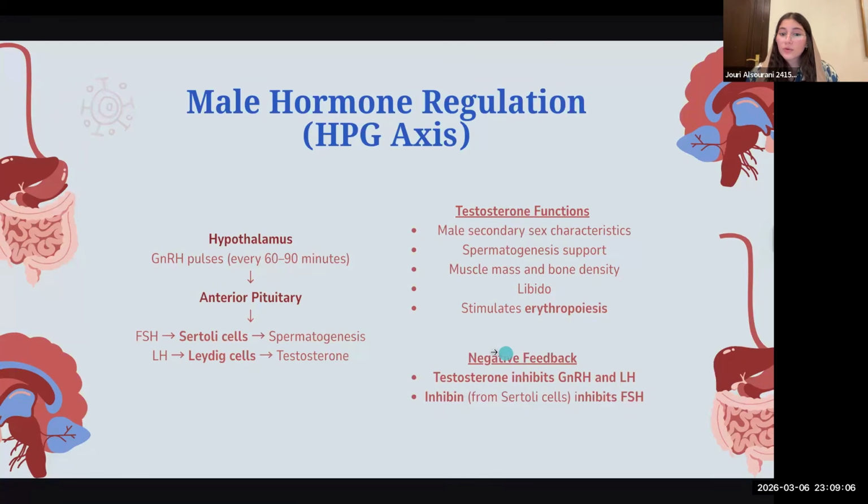For the negative feedback, we have testosterone going back inhibiting GnRH and LH, okay? So testosterone, since it's being produced by LH, it's going to go back and have a negative feedback on LH. And then we have inhibin, which is something from Sertoli cells, okay? This is what's going to go back and inhibit FSH.